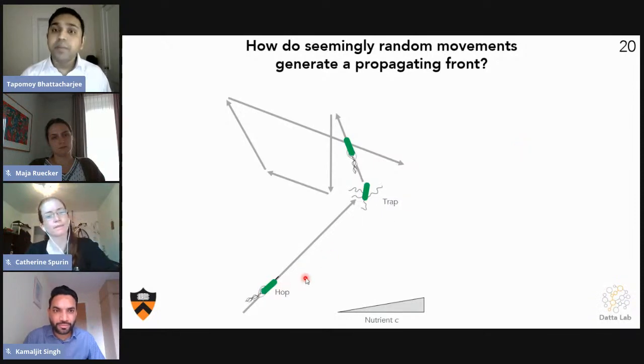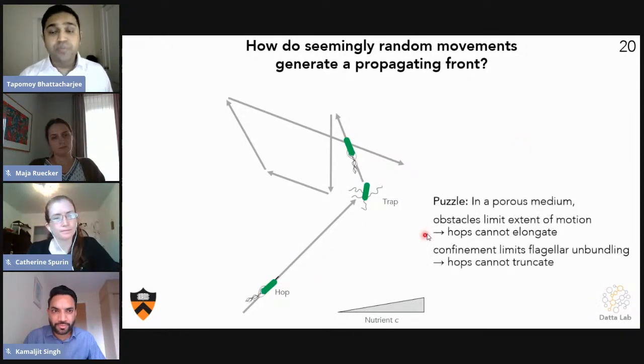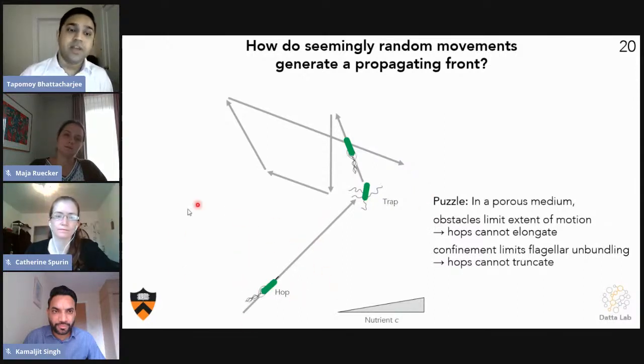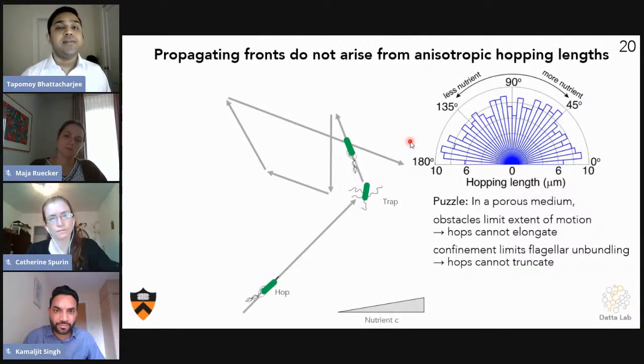Can they elongate their hops? Our prediction is no, because hops are set by pore space geometry, so they cannot hop longer than the space available to them. And you might argue that they can truncate their hops in the opposite direction of the nutrient. And we think that is also not possible because we have found that confinement suppresses flagellar unbundling, so cells cannot stop their hop halfway through. And to verify this, we have tracked individual cells at the leading edge of these propagating waves, measured their hop lengths, and we found no directional bias of the hop length.